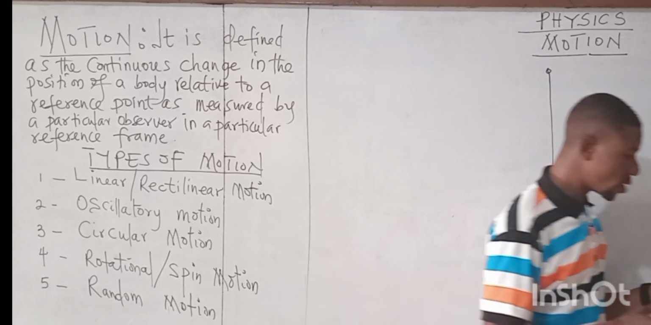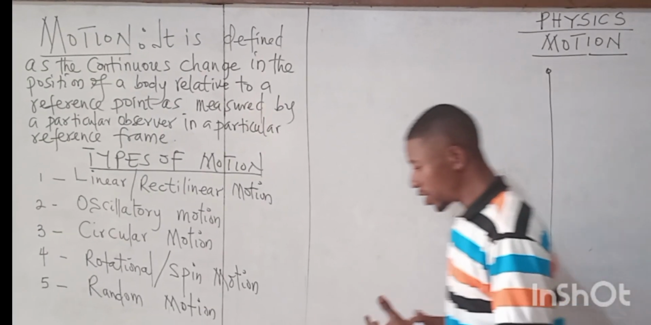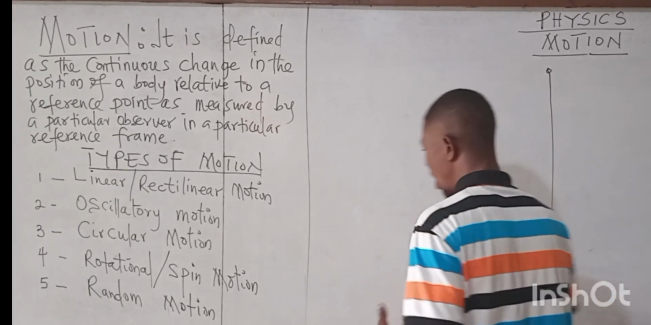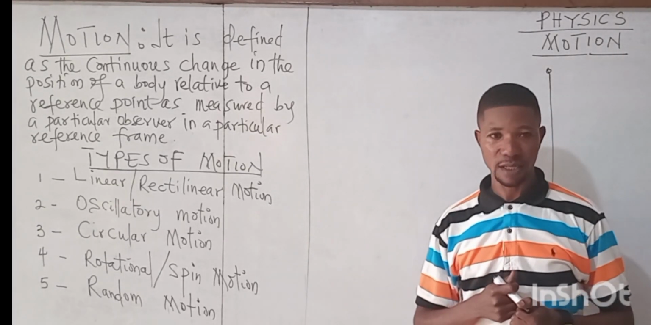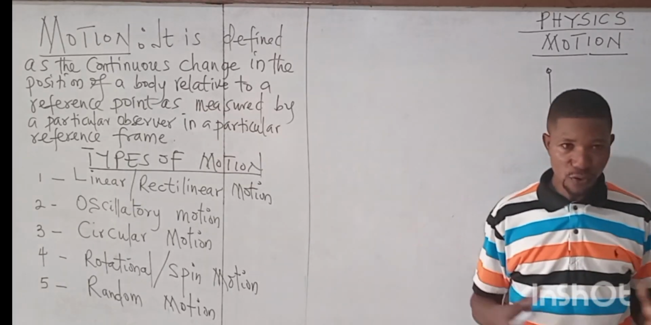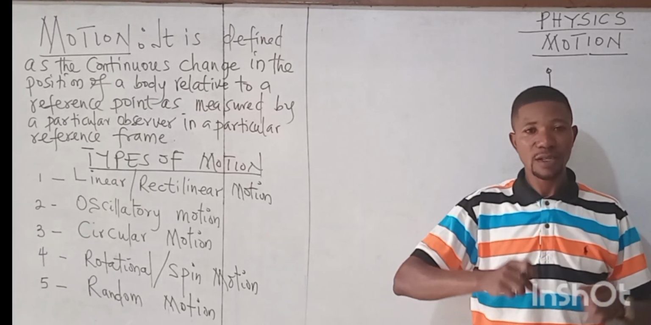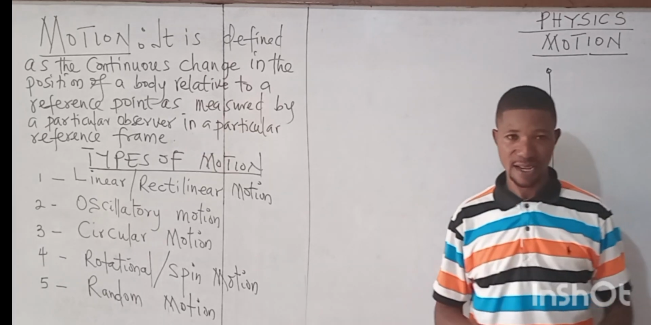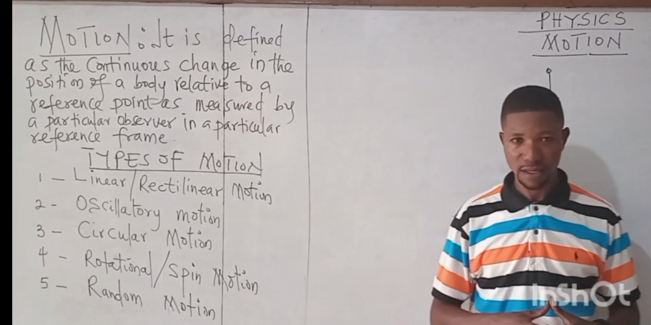Motion, as I'm moving this way, I'm in motion. If I go this way, I'm in motion. If I turn this way, I'm also in motion. If I throw my hands this way, I am in motion. So the kind of demonstration you put in place tells the type of motion you'll be classified under. So here we shall look at some few types of motion.